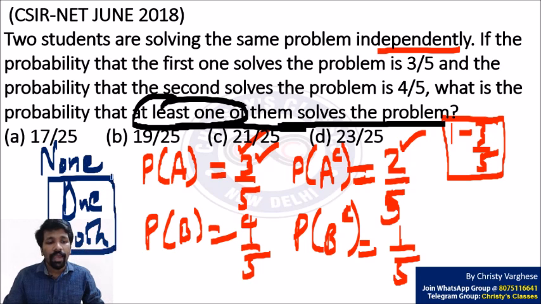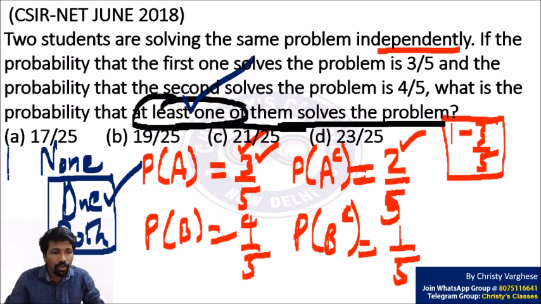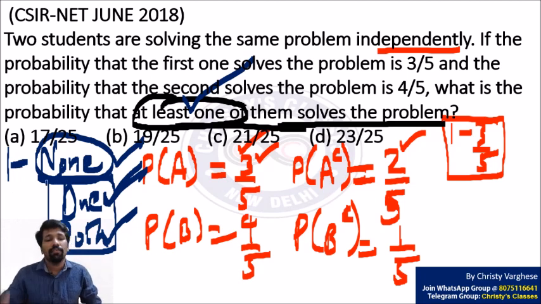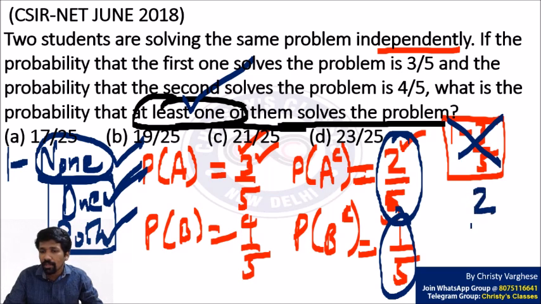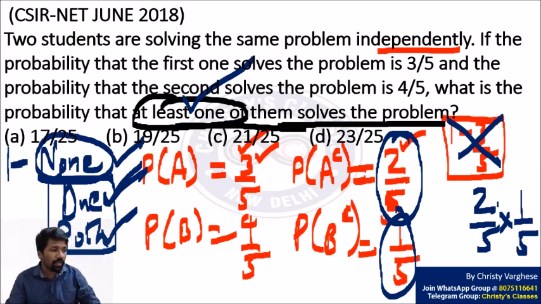We want one of them and both of them solving probability added. That is the meaning of at least one of them. Instead of adding them, we are doing 1 minus none of them solving probability, because total probability is 1. So, 1 minus none will give you one plus both probability already. That means no one solving probability, you have to find it first. No one solving means A not solving, B not solving at the same time. That means 2 by 5 into 1 by 5. That will be the probability of A and B both not solving, none of them solving.